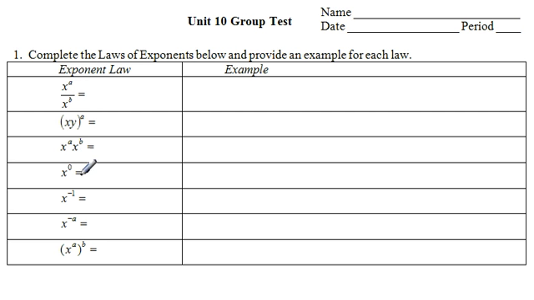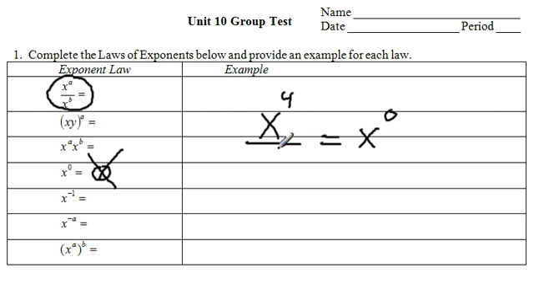Alright, x to the power of 0. Everyone I see puts 0 and it's wrong, so I'm going to go ahead and slash this out. It's not 0. We're going to use this law right here to figure out what this one should be. So think about this. Let's say you had x to the power of 4 over something that equaled an answer of x to the power of 0. Now, what would have to go down here so that you would subtract the exponents?